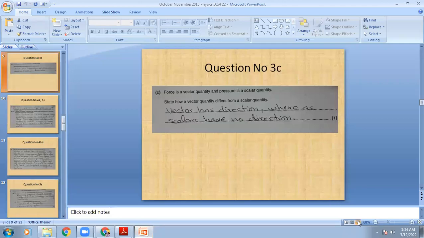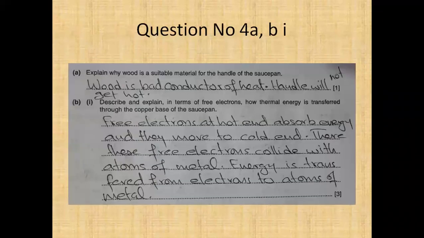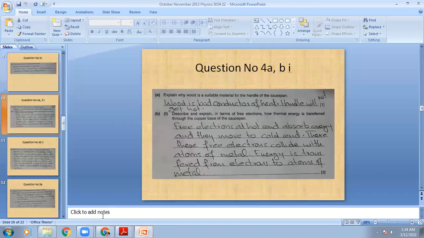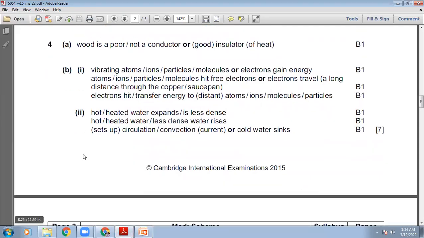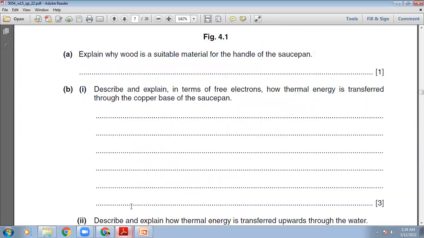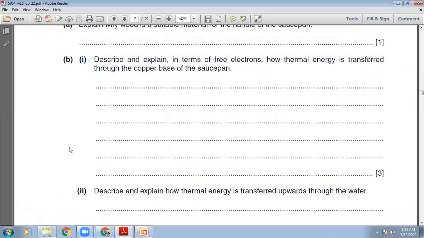Let me show you my answer. It says wood is a bad conductor of heat, handle will not get hot. Okay, so wood is a poor conductor, or not a conductor, or a good insulator. The next question they are asking is: describe and explain in terms of free electrons how thermal energy is transferred through the copper base of the saucepan. You see, in terms of electrons, we have to explain this thing.